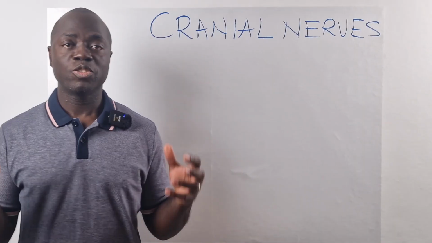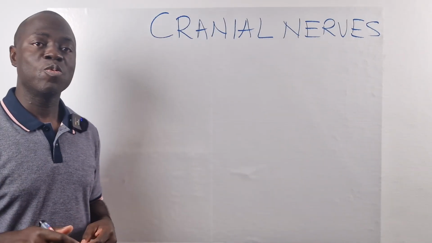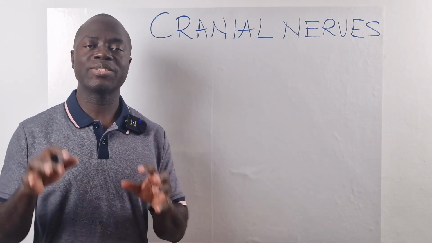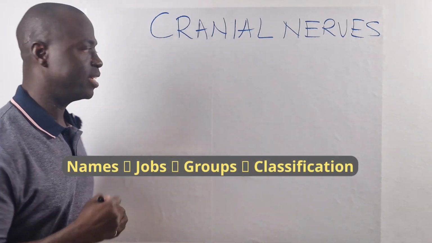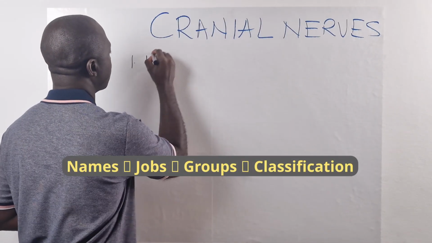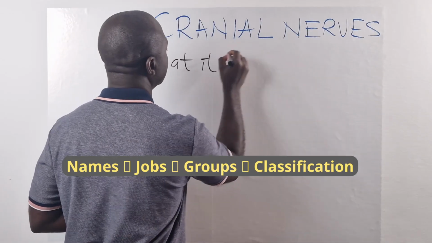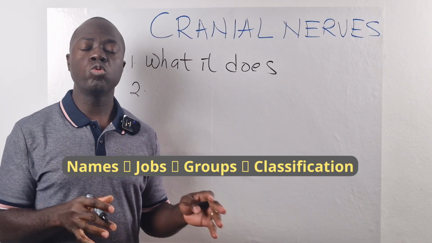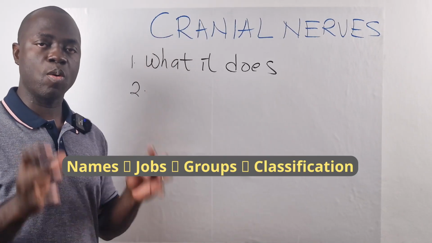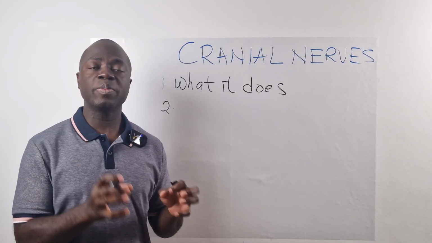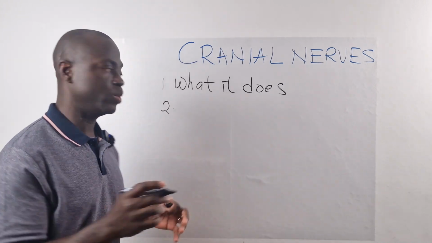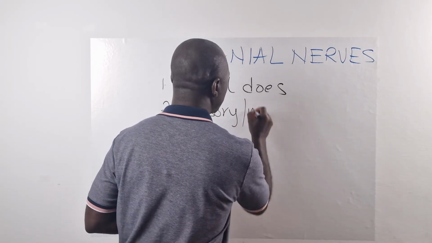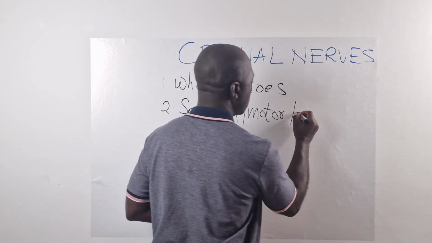So, in this lesson, we are going to slow it down, and we will start with what each cranial nerve actually does. Okay, so one, what it does, okay. Two, we're going to talk about the components. Then we will group them in a way that your brain can follow. So, sensory, motor, or mixed.